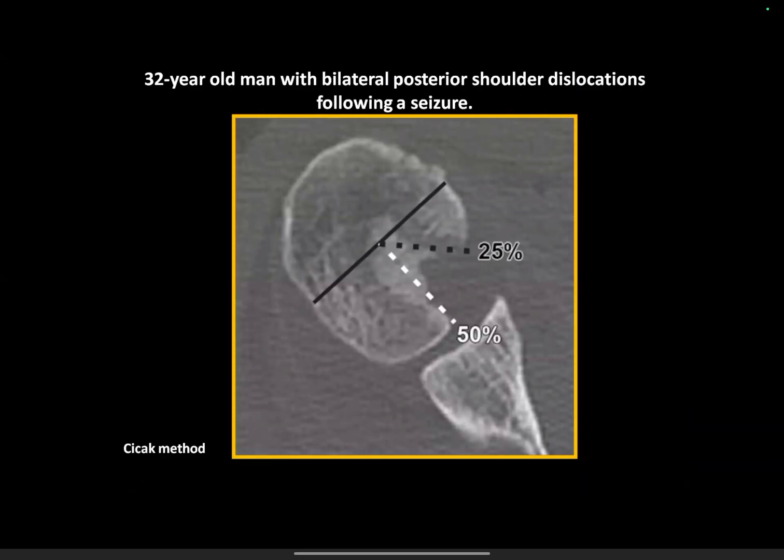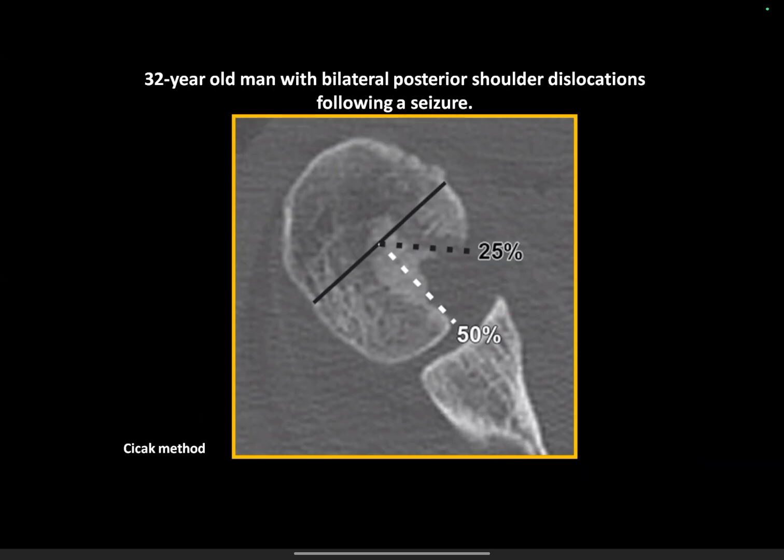It's also important on cross-sectional imaging to assess the amount of bony loss. Why? Because the amount of bony loss will tell you whether you have a high likelihood of instability, and thus the management will differ.